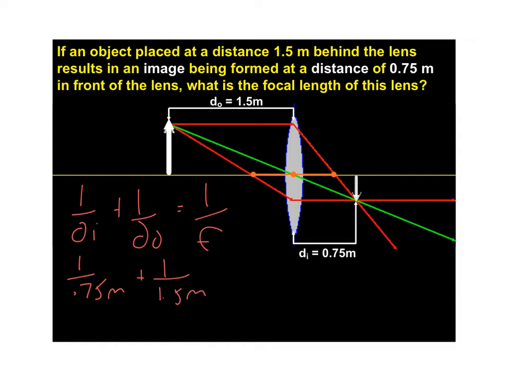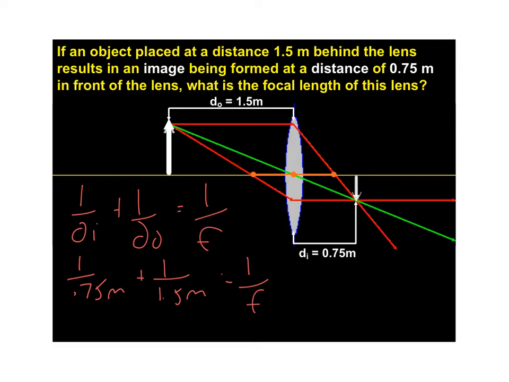Now, we can go ahead and punch it into our calculator: find out what 1 over 0.75 is, find out what 1 over 1.5 is, and then we can simplify and solve for f.